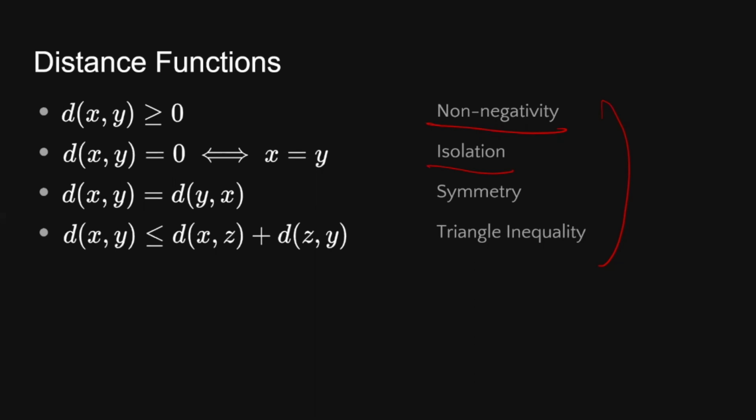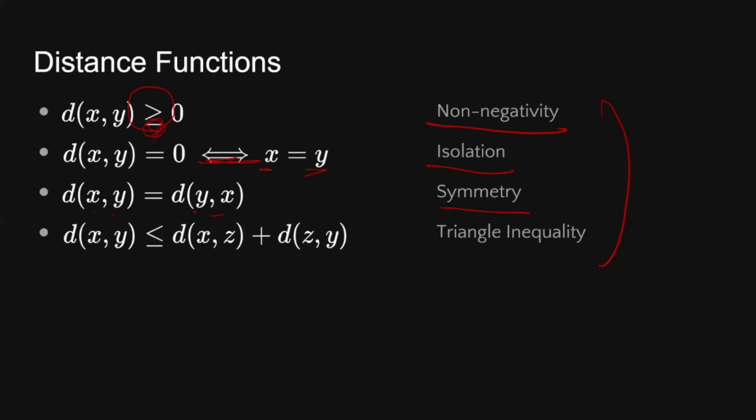And the second condition is isolation. In this non-negativity constraint, the equal sign only happens when the two data points are identical. So that's the condition for isolation. And then another condition is symmetry. The distance from x to y has to be the same as the distance from y to x. So that's the symmetric condition.